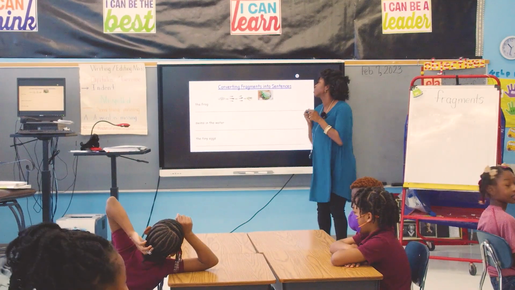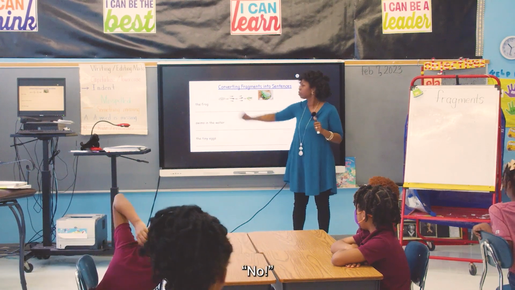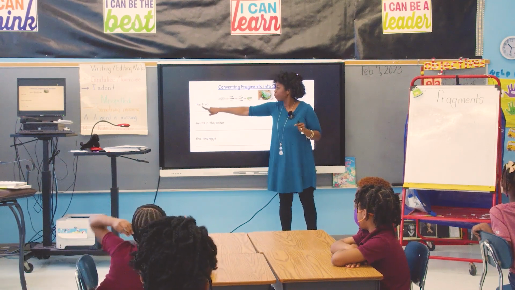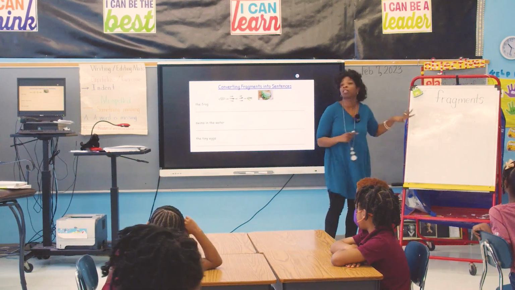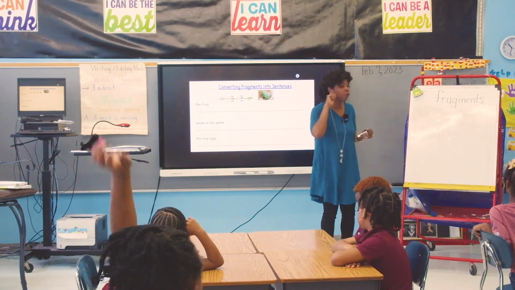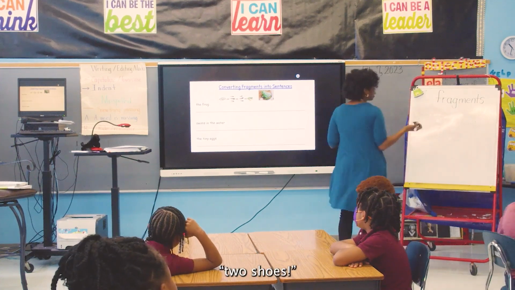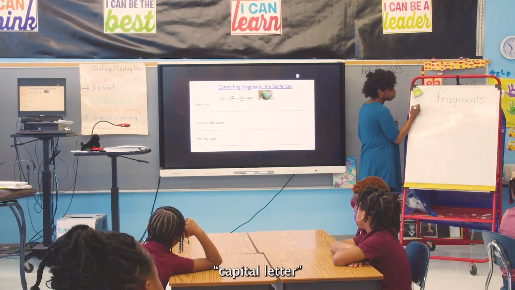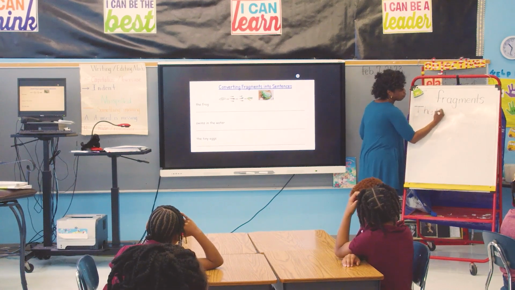All right, so class, we're going to look at our sentence. Let's read again. Is this a complete sentence? No. Let's read our statement we have. The frog. The frog. So I need to make it into a complete sentence. So first, we know all sentences have two shoes. First shoe is a capital letter. So I got to start with my capital T. The frog.